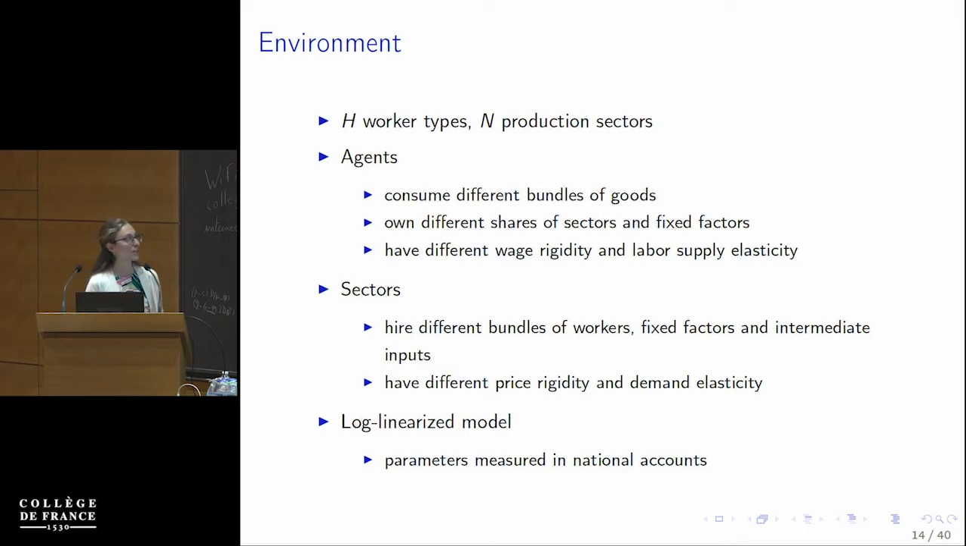The dimensions of heterogeneity that are going to be fundamental eventually are the different wage rigidity, labor supply elasticity, and the different price rigidity across sectors. I will show you that without these elements of heterogeneity, you basically get little or no cross-sectional effects. But once you have these elements of heterogeneity, they are going to interact with the others, and potentially this is going to amplify the cross-sectional effects. Throughout the analysis, I will study a log-linearized model. The beauty of this kind of model is that the parameters that govern the log-linearized economy can be calibrated from national accounts, and that's what I do when I take the model to the data.